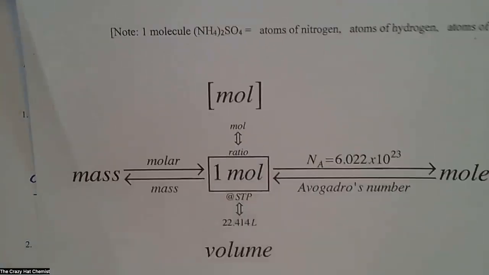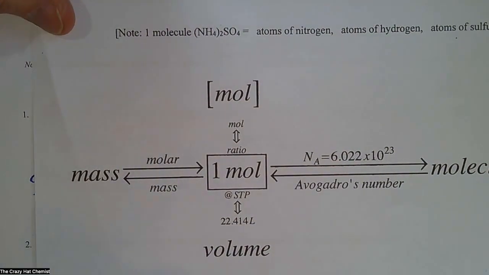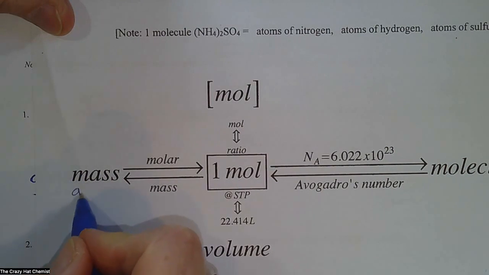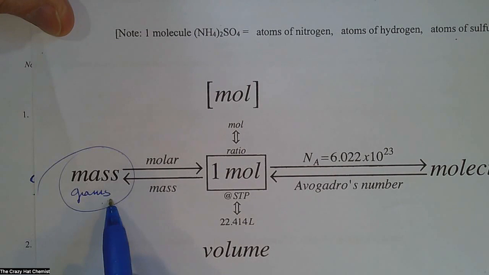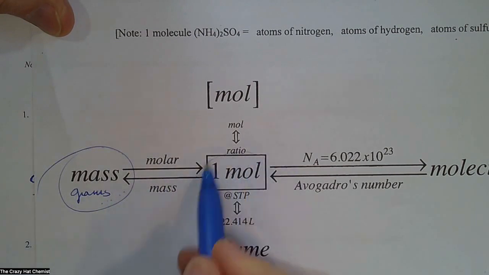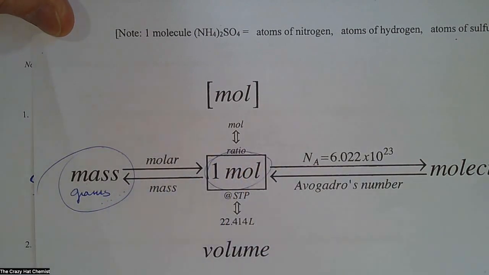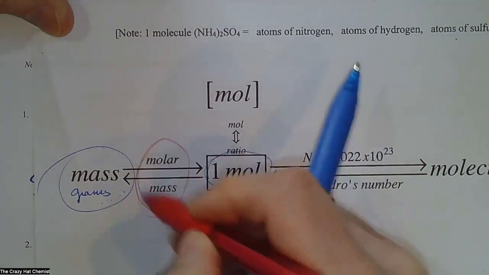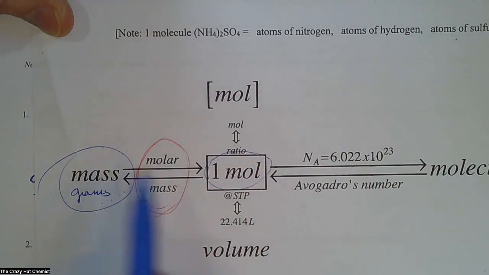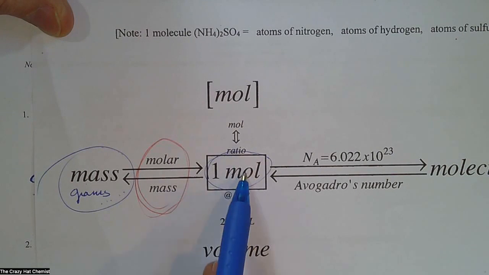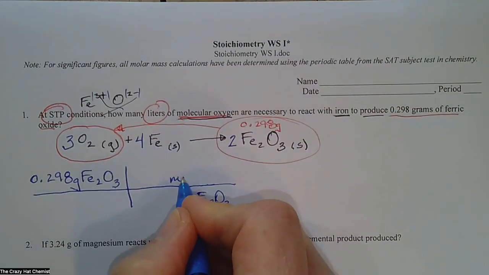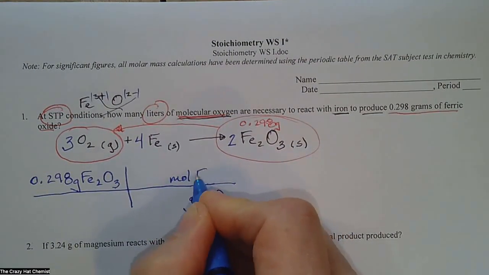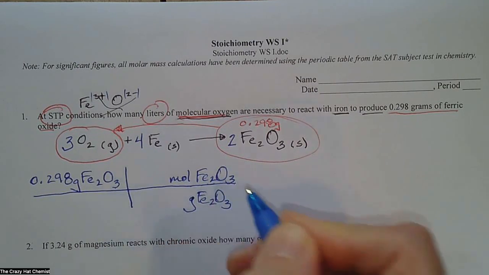So I'm going to look at a portion of my flow chart here, and grams is right here at mass. So there's only one thing we can go to from mass, and that is moles. So what we use for that conversion is the molar mass. So we're going to go from grams to moles. Moles now tells me what the units are in the numerator of this same term. So it's going to be moles of the same formula, that's Fe2O3.